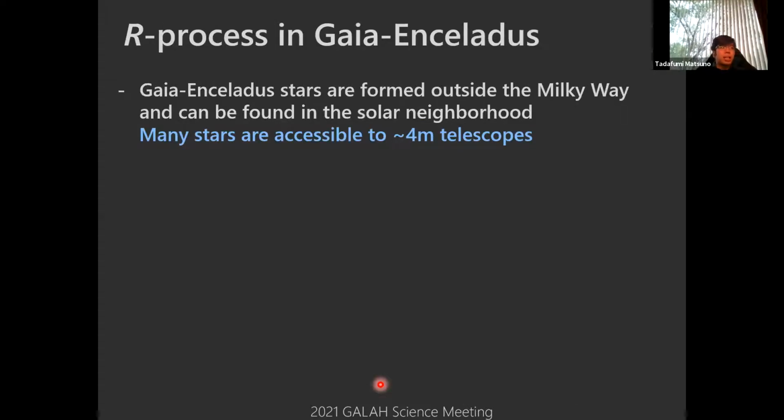So why do we study R process enrichment in Gaia-Enceladus? There are several advantages. One is that Gaia-Enceladus stars are formed outside the Milky Way, so they are formed in a different environment compared to stars formed in situ. Yet these stars can be found in the solar neighborhood, so many of Gaia-Enceladus stars are accessible to high-resolution spectroscopy with 4-meter class telescopes.